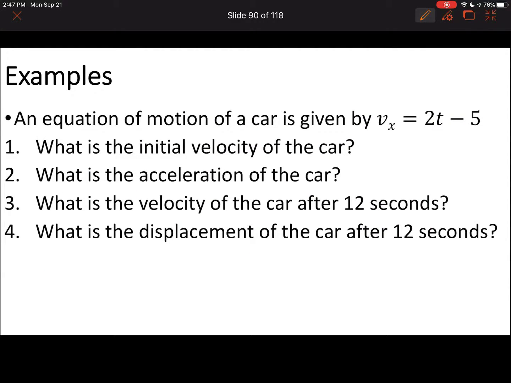An equation of motion for a car is given by the equation v_x equals 2t minus 5. What's the initial velocity of the car? Easy, negative 5.